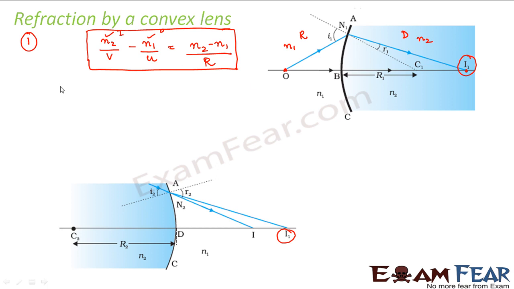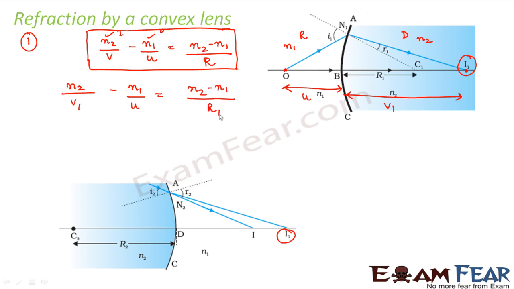In this case, N2 is N2, and V is the image distance. Let us assume that this image distance is V1 and this object distance is U. So we will say N2 by V1 minus N1 by U is equal to N2 minus N1 divided by R1, because here the radius of curvature is R1. Let us call this equation number 1.